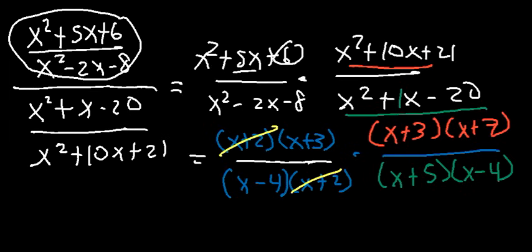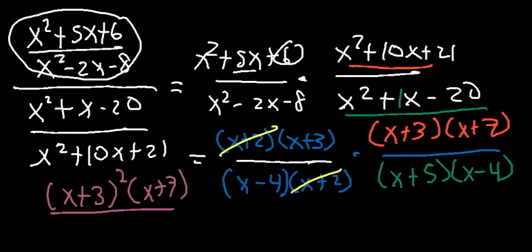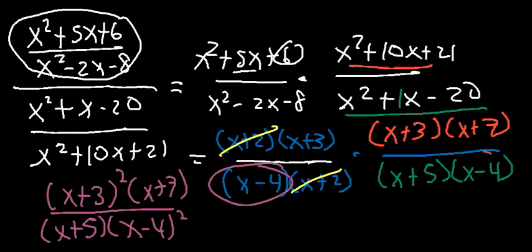So our final answer, therefore, is x plus 3 squared times x plus 7 divided by x plus 5 times x minus 4 squared, since we have two of these. Well, that's it for that problem. I'm making sure that we didn't miss anything. Okay, so that's all we can do. Let's try another problem.